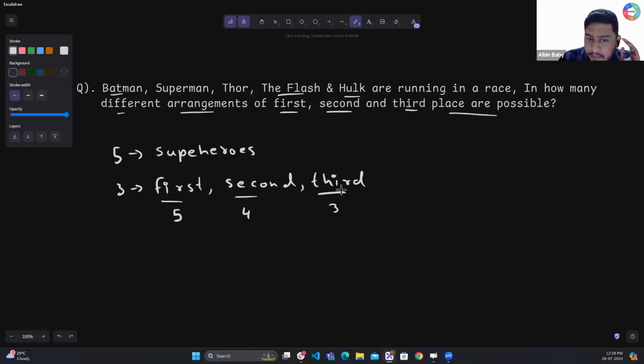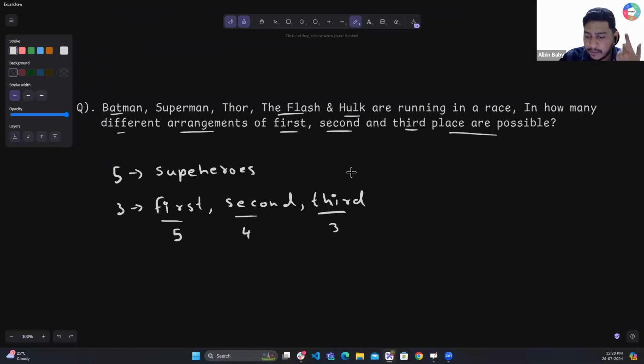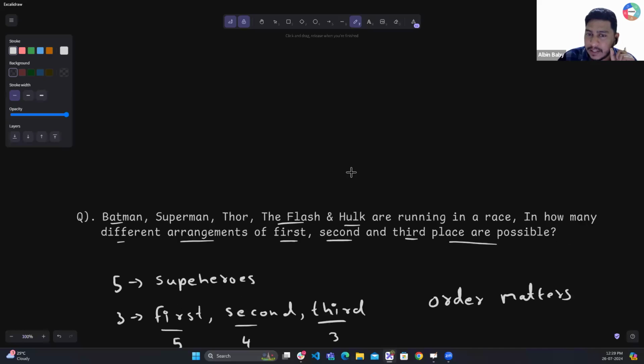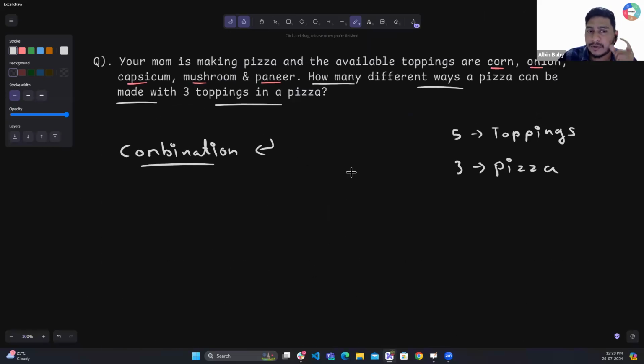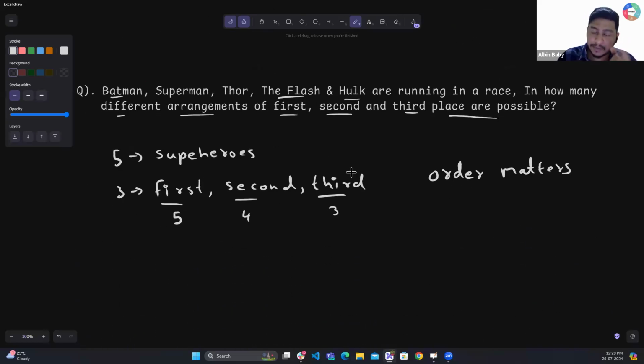See, what didn't matter in the previous question? The order didn't matter, right? But here, the order matters. In the pizza question above, the order doesn't matter because you can combine anything. Here, the order matters. Let's say one person got first, he can't come second. So you'll have to keep that in mind.